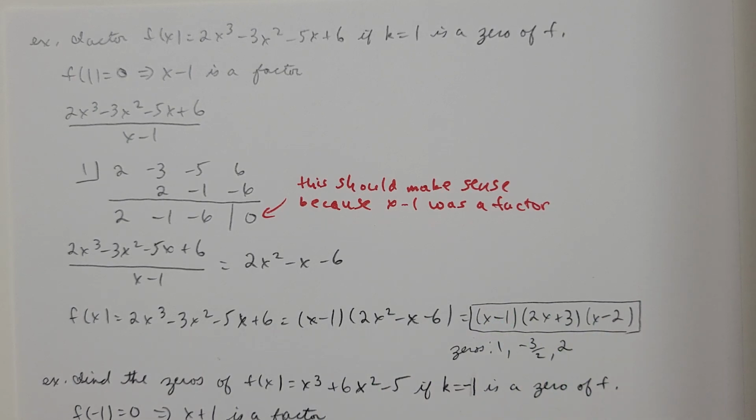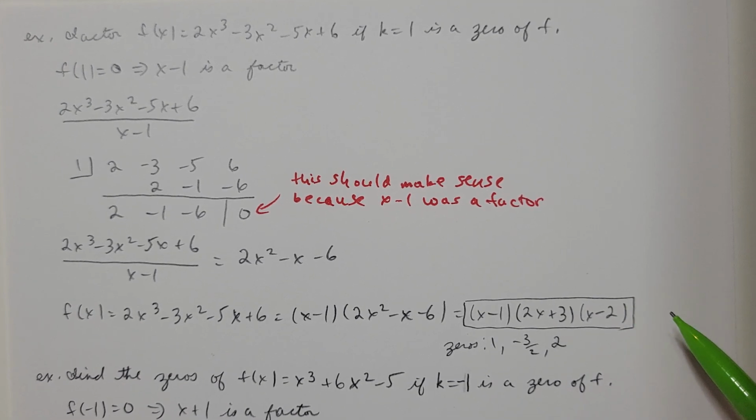Now, if I wanted to find the zeros, all I would do is set each factor equal to 0. So x minus 1 equals 0 means that x is 1. 2x plus 3 equals 0 means that x is negative 3 halves. And then x minus 2 equals 0 means that x is 2. So these three numbers would be the three answers if I were to solve this equation.